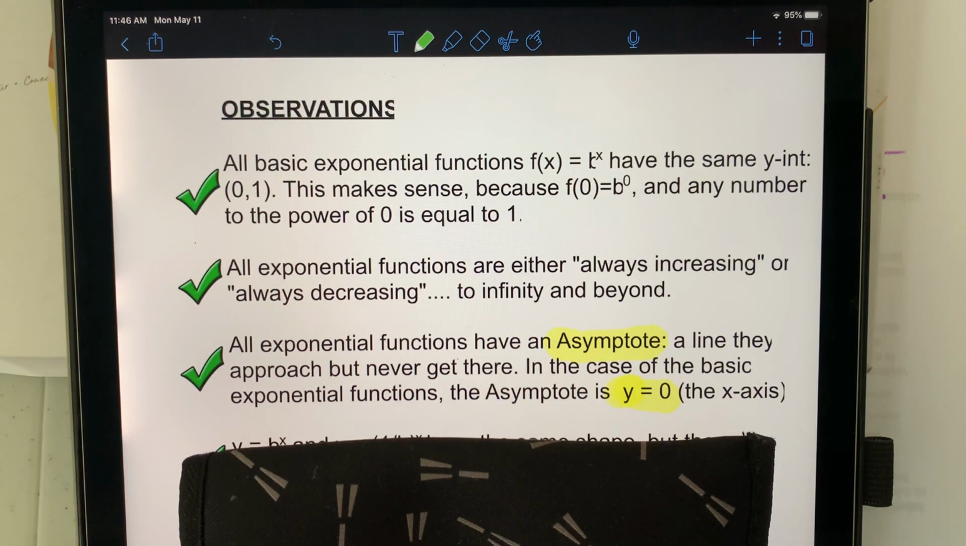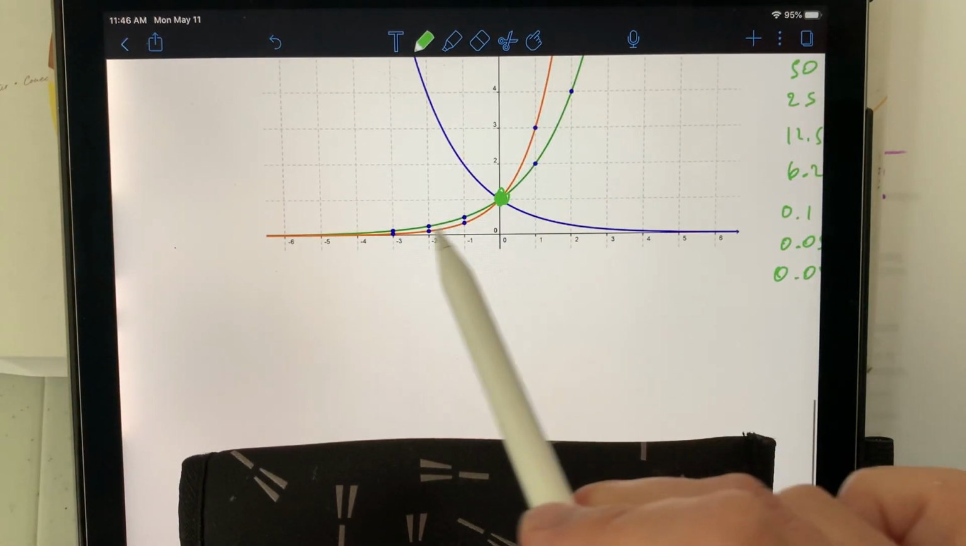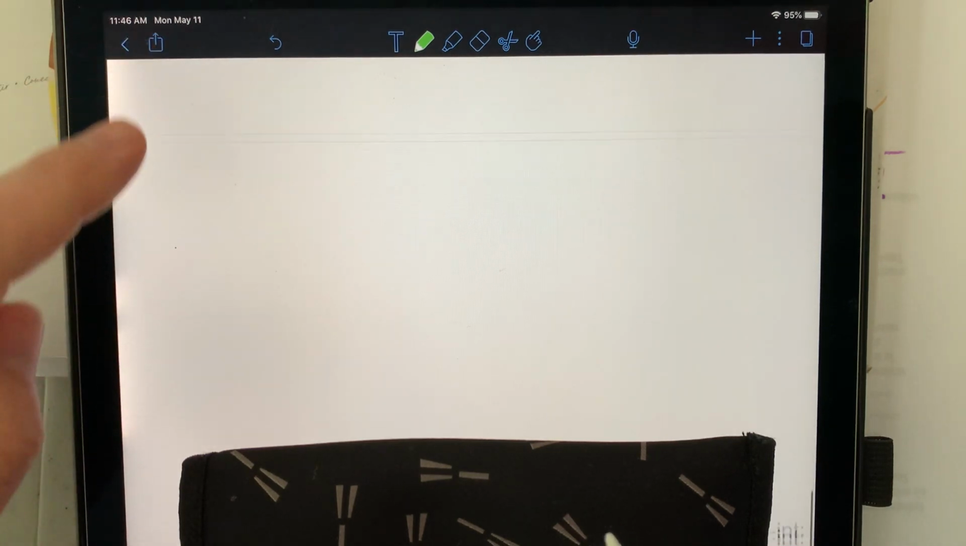Here's the bothersome point. Exponential functions have an asymptote. This is a new word we need to know. A line that they approach but never reach. In the case of the basic exponential functions, the asymptote is y equals 0, which is the x-axis. All these 3 functions try to reach the x-axis, but they don't quite make it.